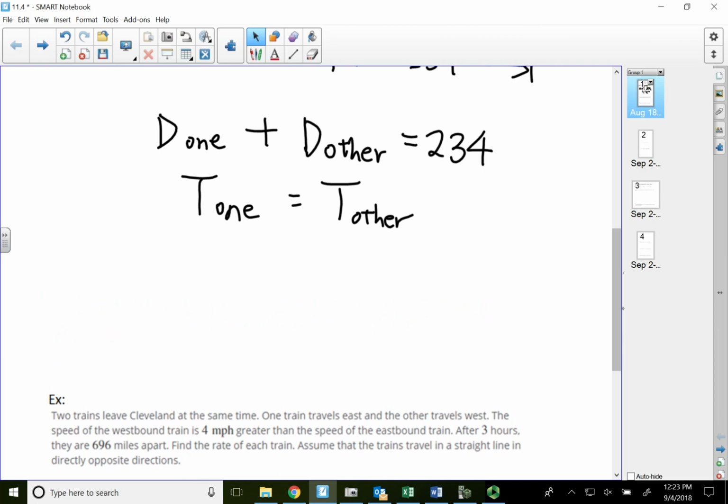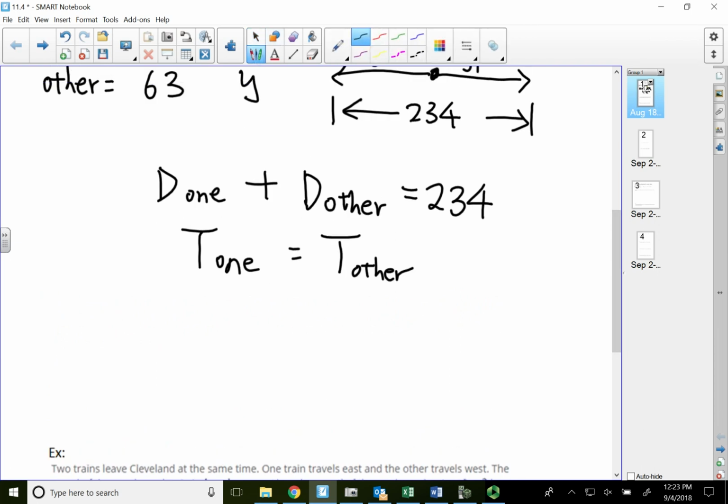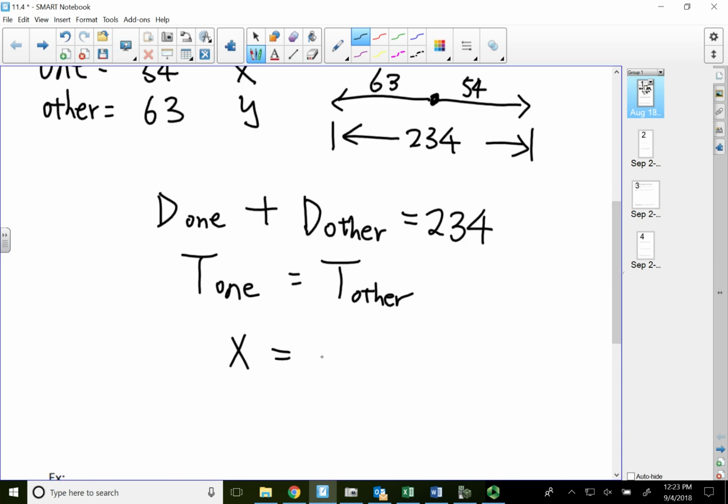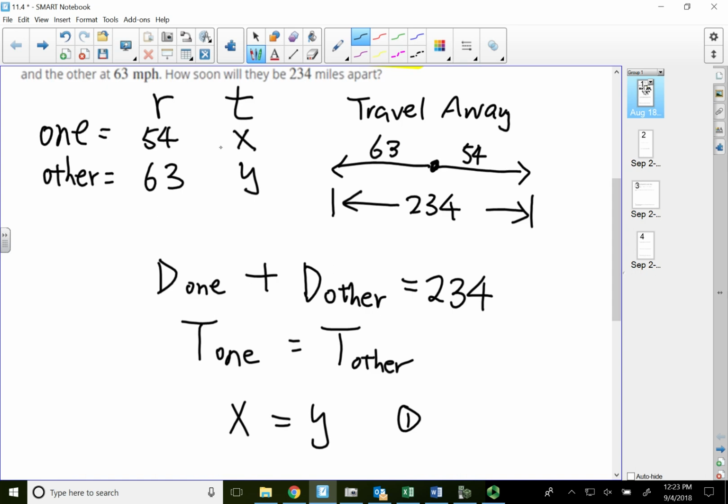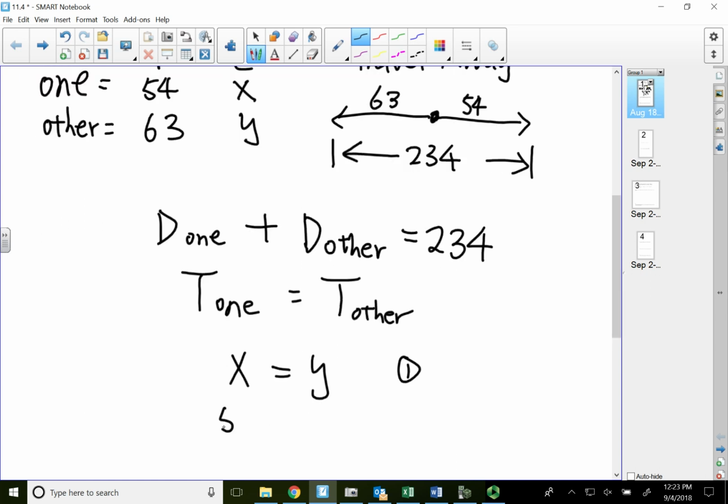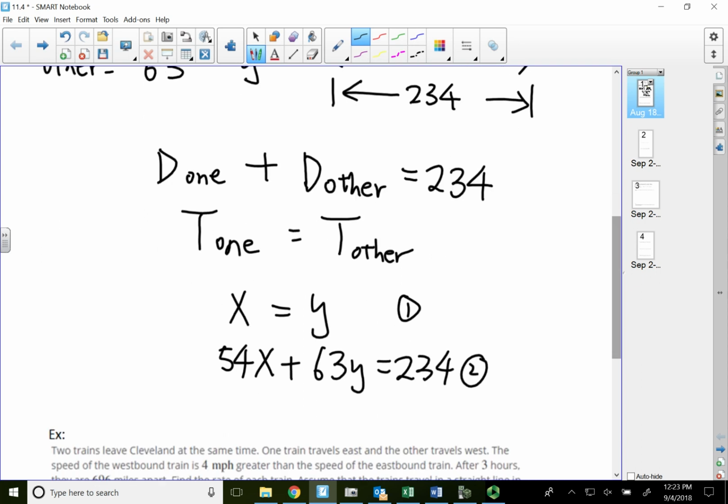So let me go ahead and put the time as the first one. We say time for one bus is x, which is equal to the time of the other bus, y. Now let's do the distance as the second equation. Distance is always equal to rate times time. So that will be 54 times x plus the distance of the other bus, which is rate times time, 63 times y, 63y, equal to the total distance apart, 234 miles. So that's how we set it up using two variables.